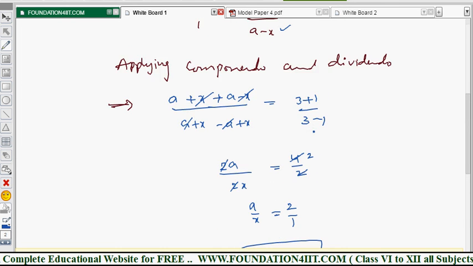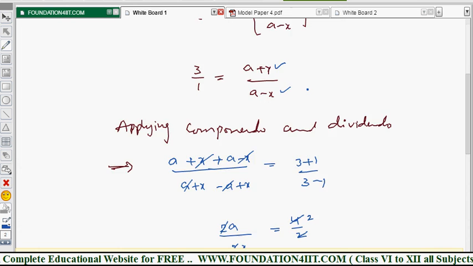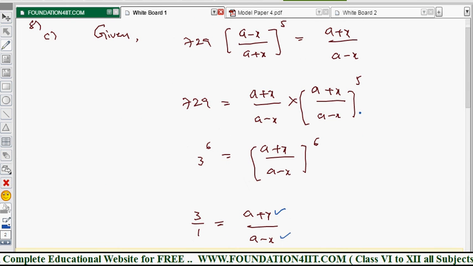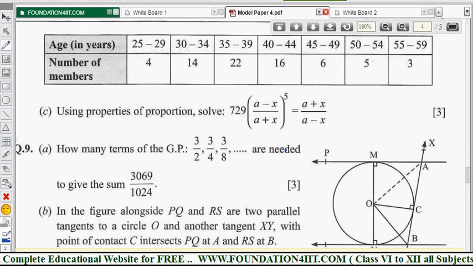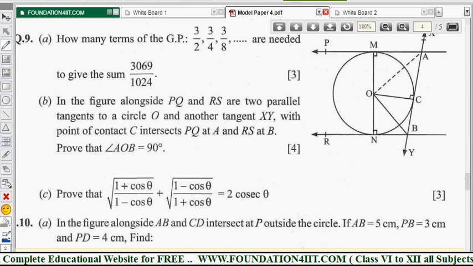So the main thing is we have to apply the componendo and dividendo rule. Whenever it is like this, after changing to 3 power 6 and cancellation, you can do it like this. So this is about question number 8. Now let us solve the problems from question number 9. We'll do it now.